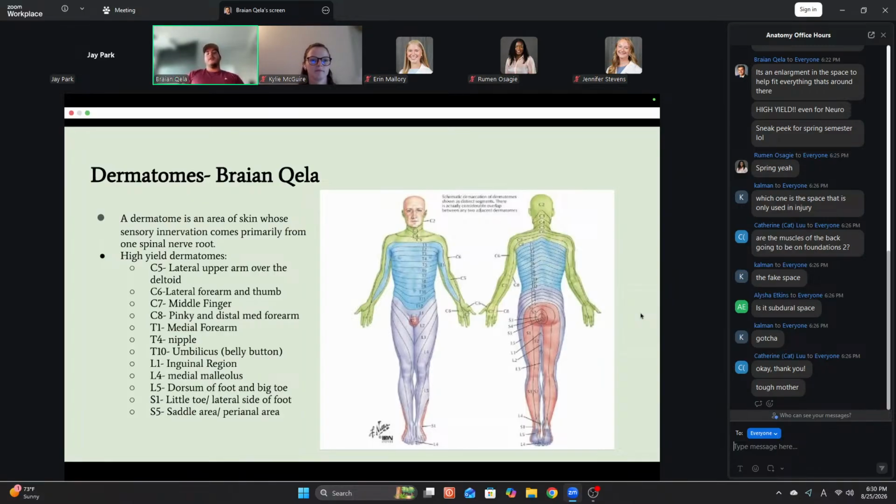So pretty high yield: you've got C5, which is right here. C6 goes all the way down here. C7, if you're flipping me off, that's C7. C8 is the pinky right over here, and then T1 goes here, so that's your medial forearm. T4 is the nipple. A lot of times they do ask about T10, the umbilicus, the belly button area. And if they ever go into L1 and L4, I included those. Do I know if they're that high yield? I'm not sure. I know they love asking about T10. And of course the upper limb is also something they like to ask about.